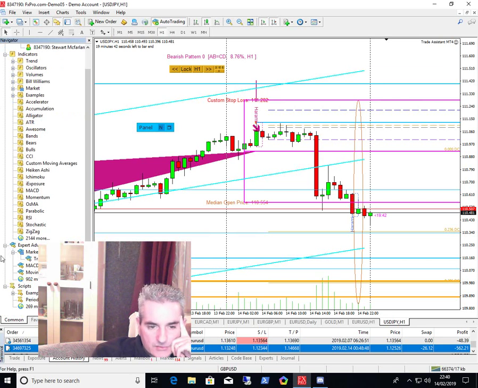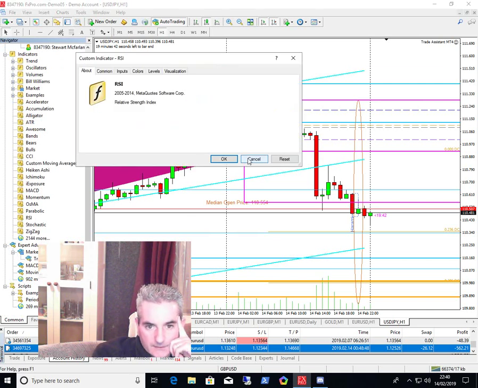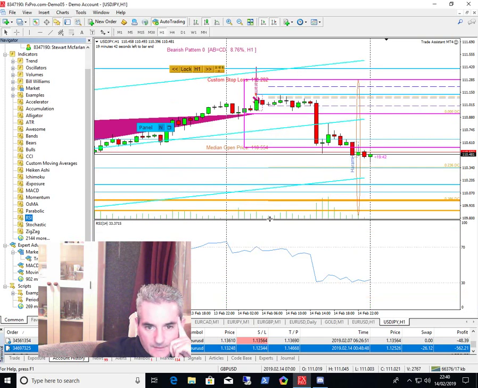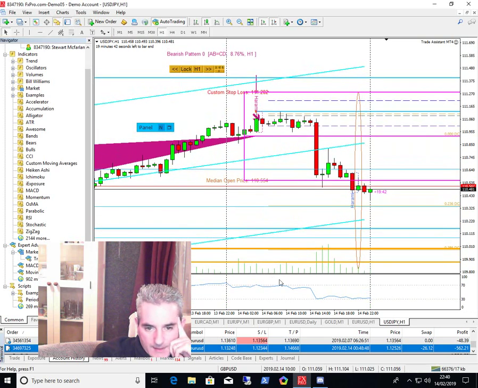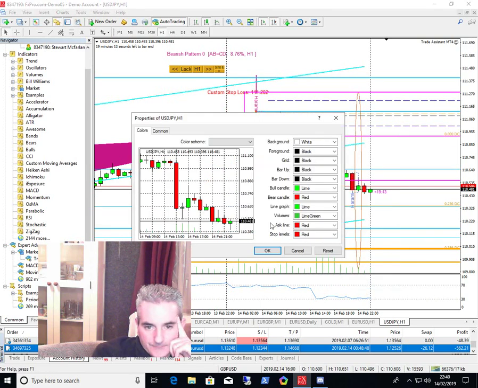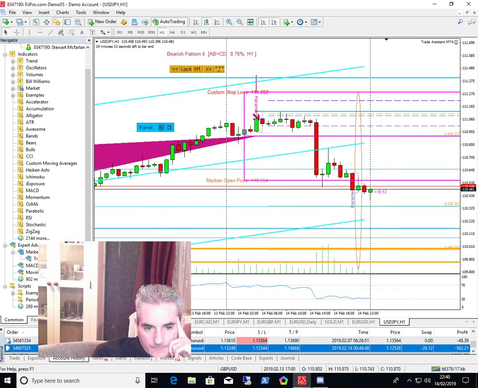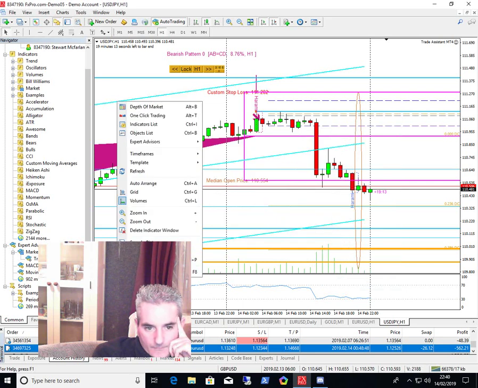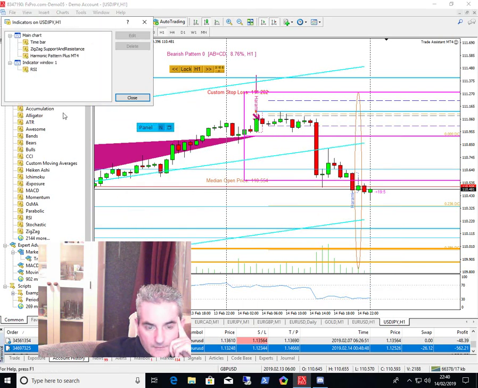Maybe oscillate, I'm not sure yet. There's an RSI there. I'll go down here and just see what that does. Okay, so we've got buy and sell there. Oscillator here. Is it an indicator? Yeah, RSI.